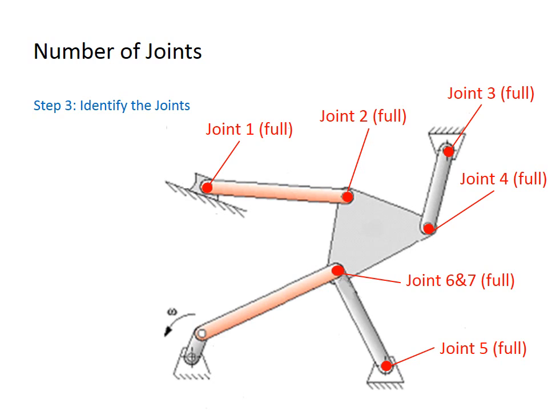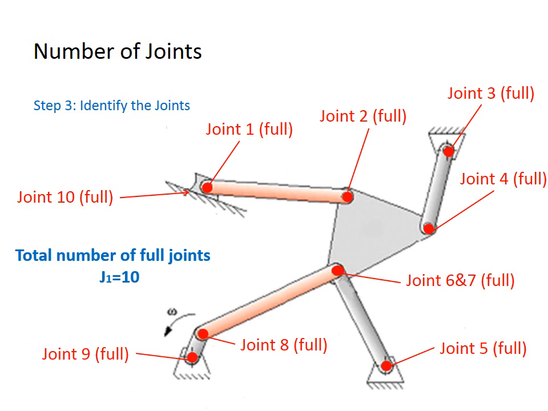Here on this joint, as we can see, this joint connects 3 different links to each other. In such a case, we count the number of joints as the number of links minus 1. Here we have 3 different links, and this joint is connecting them. So we count this joint as joints 6 and 7. Joint number 8, joint number 9, and finally joint number 10, which is a sliding joint, and it is a full joint. So the total number of full joints in this mechanism is 10, and we do not have any half joints here.